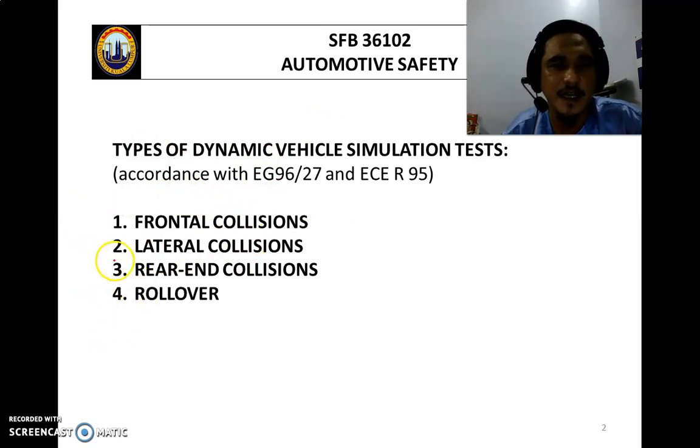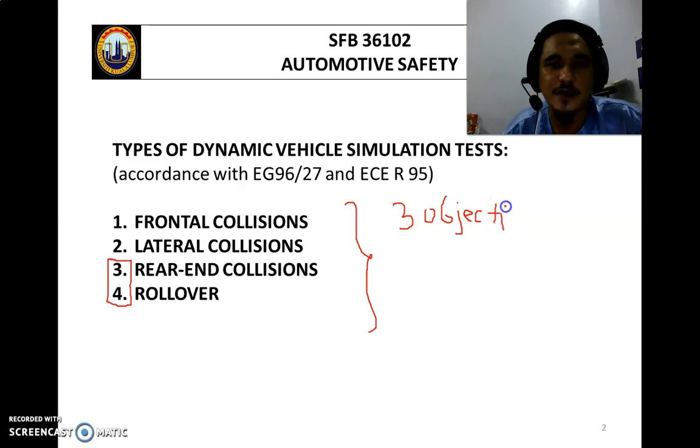But for the rear end collision and rollover, we have 4 objectives instead, on top of the 3 objectives overall. Another objective has been added, which is to study the fuel leakage. So only the rear end and rollover have 4 objectives. The rest in general have 3 objectives. We will see the requirement for each simulation test.